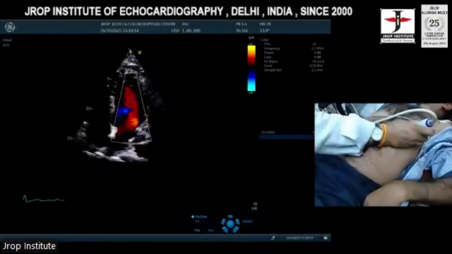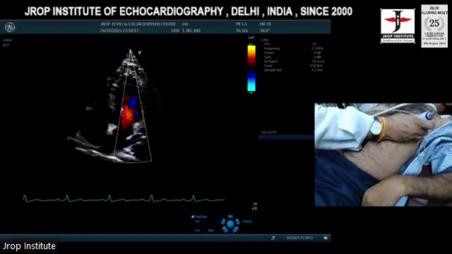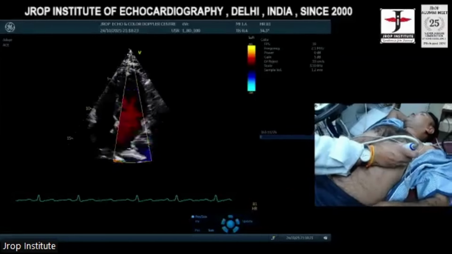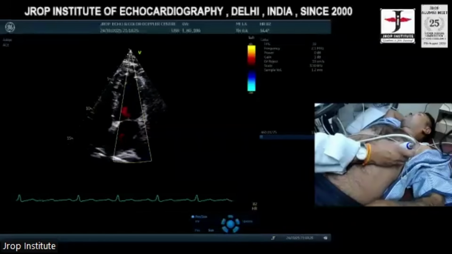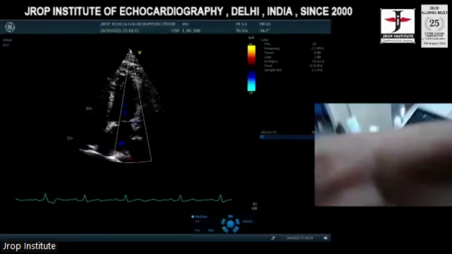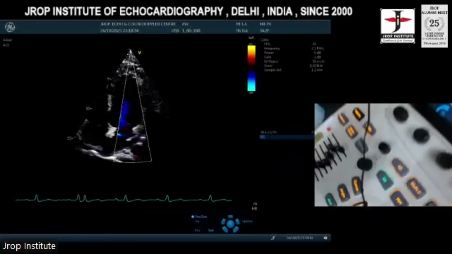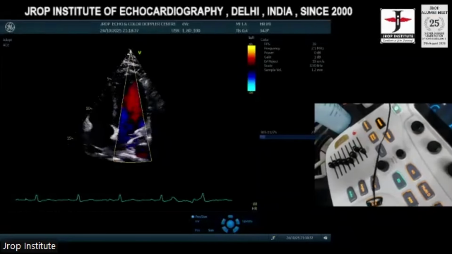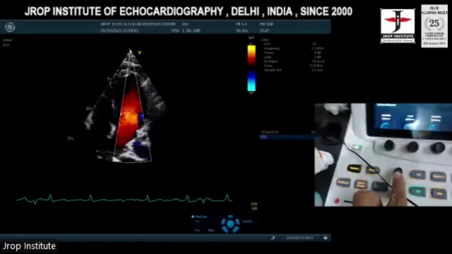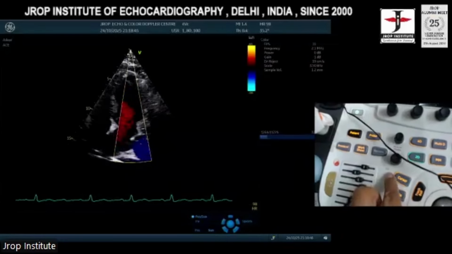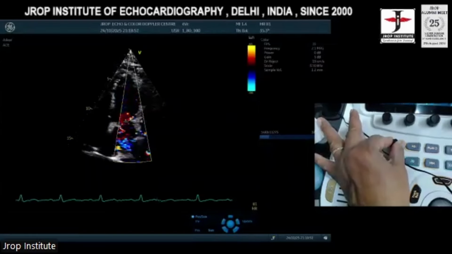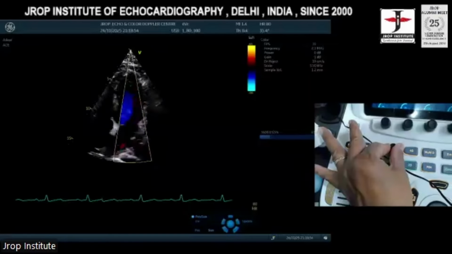I'm switching on colors. Now I'm going to optimize color. I'm going to increase my colors. Now you can see a lot of garbage. I'm going to reduce this garbage, so I've used this active button. See this active button over here? There is one active mode. This is 2D mode. In active mode, I'm reducing the gains so the garbage disappears first.